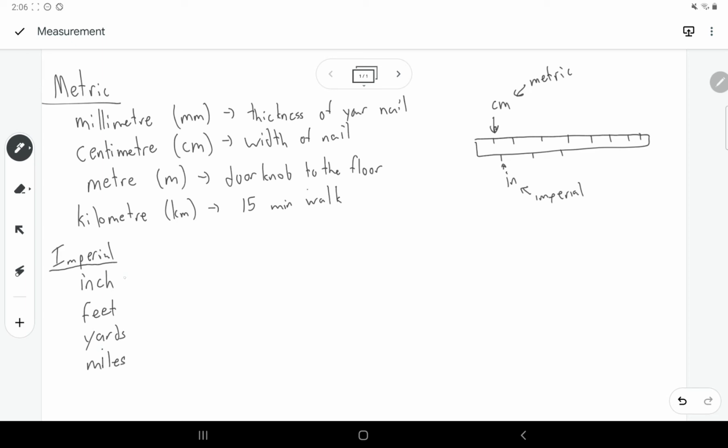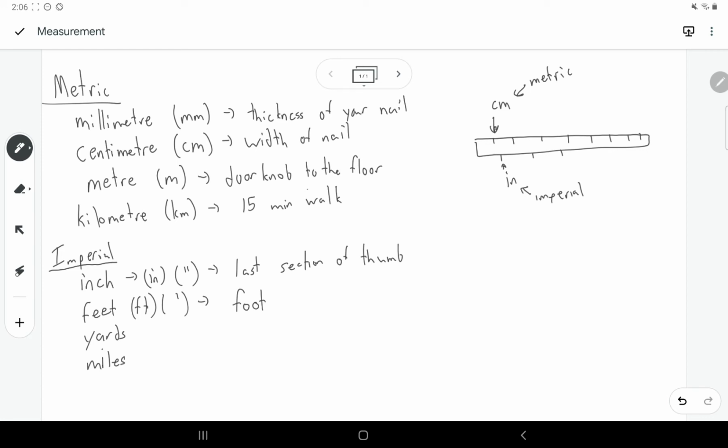Okay, so an inch, sometimes written as just in or just a quotation mark like that. An inch is about the length of the last digit on your thumb. Lots of hand reference here. Feet, sometimes ft, sometimes just a dash like that. Often in height we use that, right? A foot is about the size of your, can you guess? It's your foot.